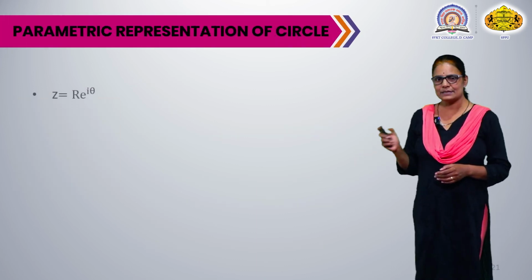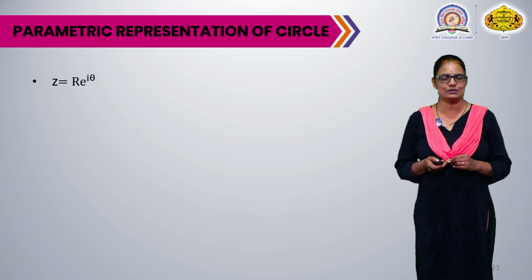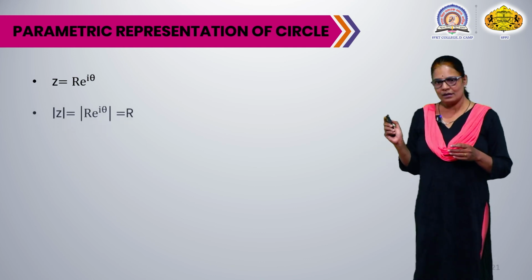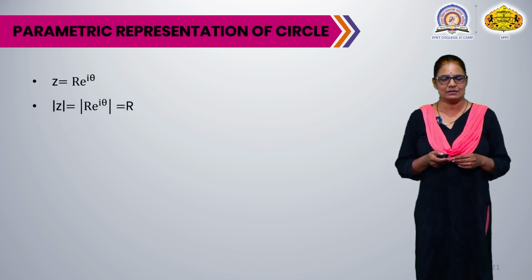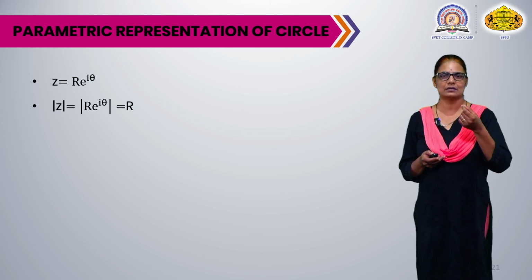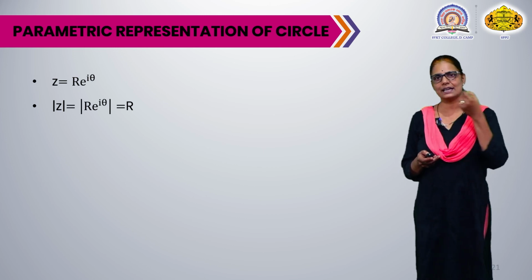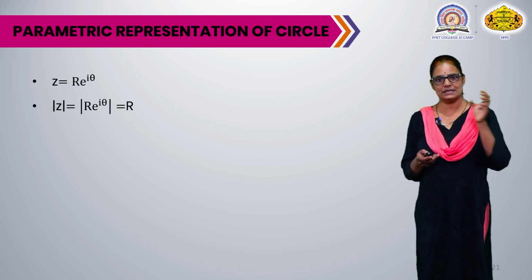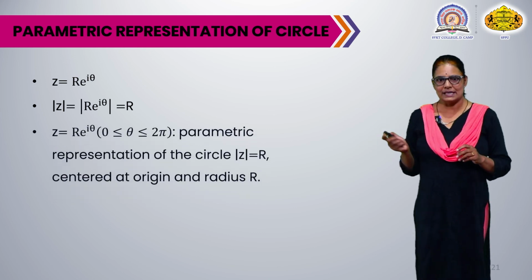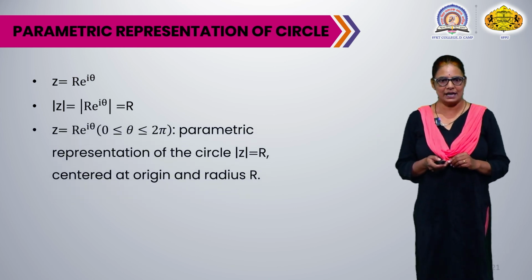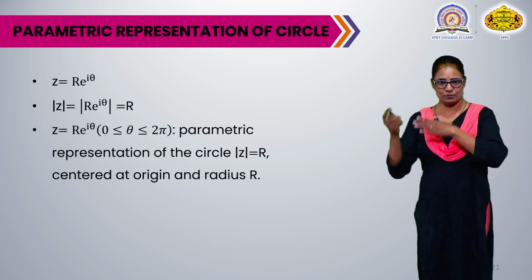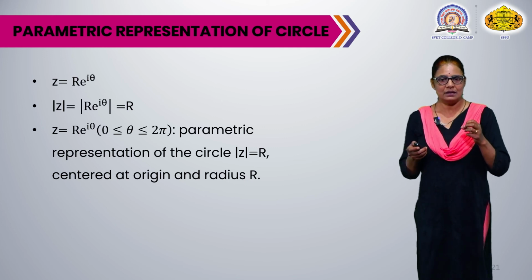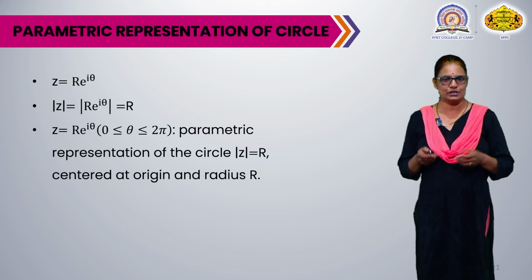So let us consider the next part, the parametric equation of the circle. Consider z equals capital R e raised to i theta. Take the mod of both sides. Mod of R is positive, and mod of e raised to i theta is 1, so mod z equals R. So we can say z equals R e raised to i theta, where theta is from 0 to 2 pi, represents a circle with radius R and center the origin 0.